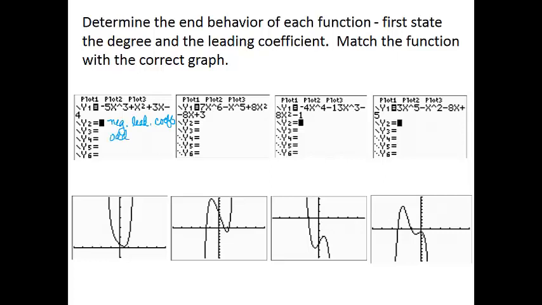So a negative leading coefficient, an odd degree, think about the negative x cubed, that basic graph is going to come up to the left and down to the right. We'll match it in just a minute.